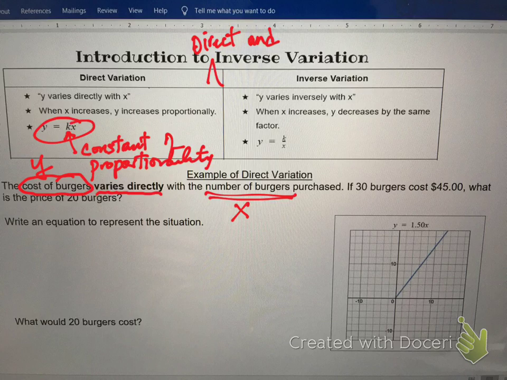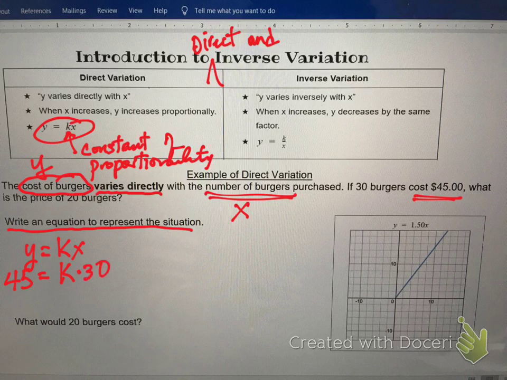Okay, so here's what we do. It says write an equation to represent the situation. First of all, because it says it varies directly, we know we're starting out with y equals kx. That's my equation I'm starting out with. I know my y is the cost of the burger, which is 45. So I put 45 over here. And k is what I'm looking for. And x, the number of burgers, was 30.